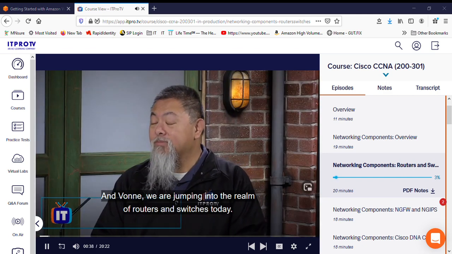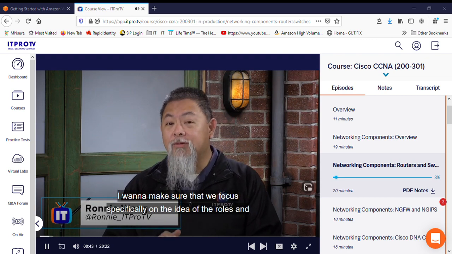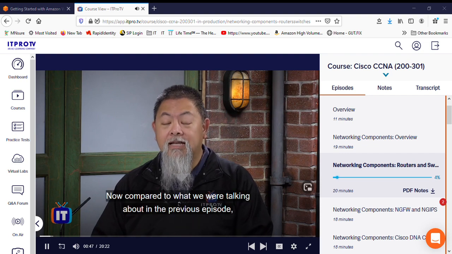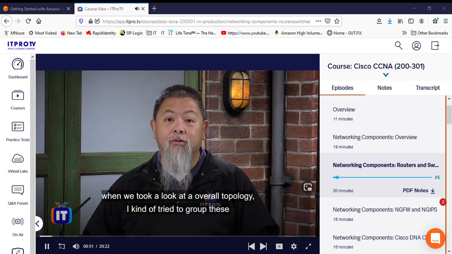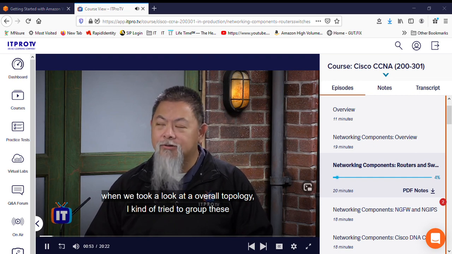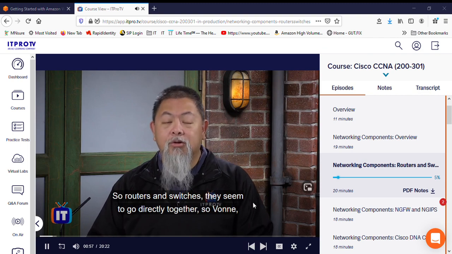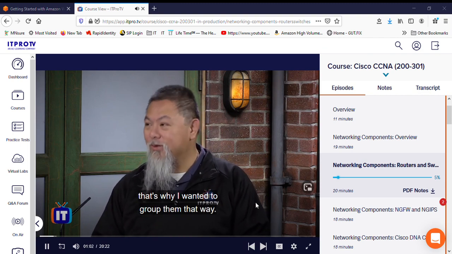And Vaughn, we are jumping into the realm of routers and switches today. We want to make sure that we focus specifically on the idea of the roles and the function of both of these. Now, compared to what we were talking about in the previous episode where we took a look at an overall topology, I kind of tried to group these things logically to where most of us are going to encounter them. So routers and switches, they seem to go directly together. So Vaughn, that's why I wanted to group them that way.